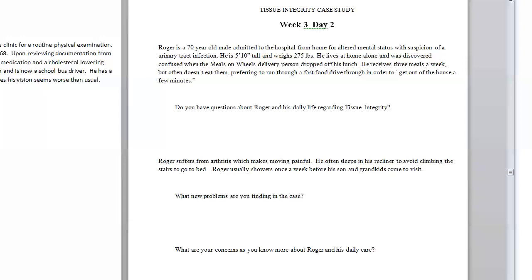So what new problems are you finding in the case? And obviously we're finding much more about Roger, which continues to give us high concern about his living conditions and really doubting the fact that he's able to care for himself on his own. And what other kinds of concerns do we know more about Roger and his daily care?